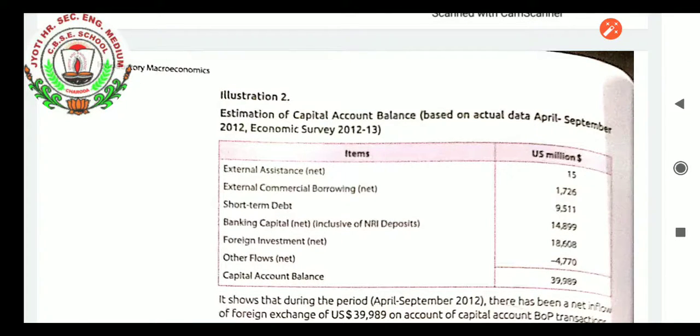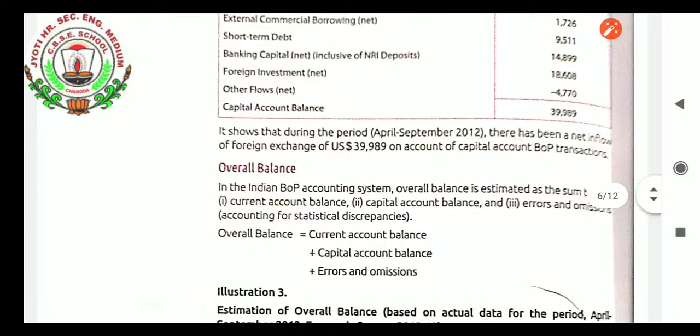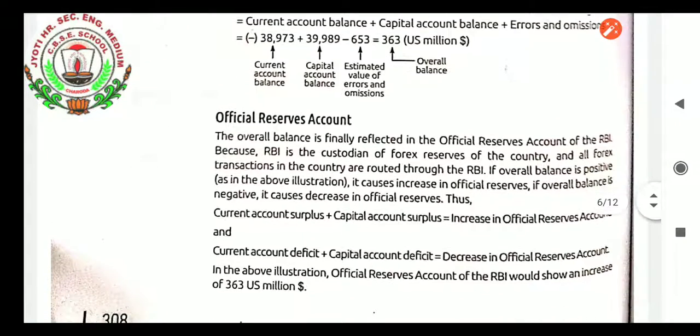Today we will continue with the balance of payment, the last topic left for the chapter. This question I had already explained to you. Now we will learn the official reserve account. What do you mean by official reserve account, students?